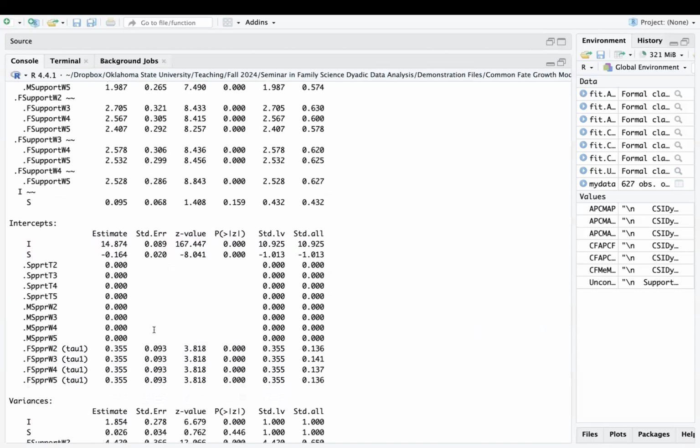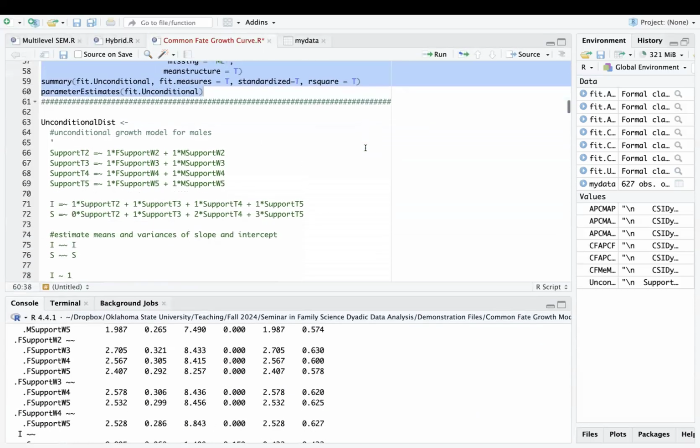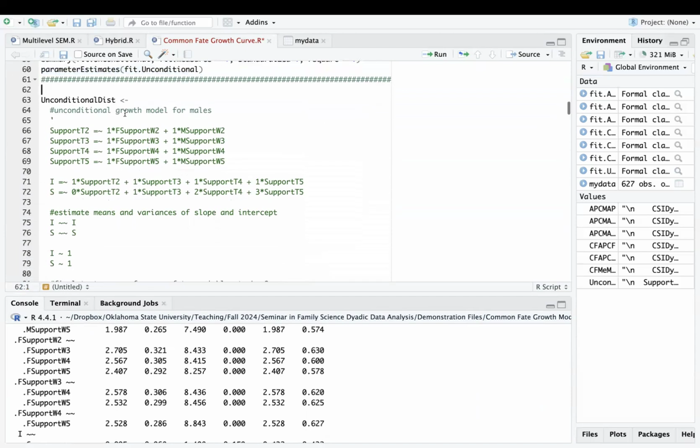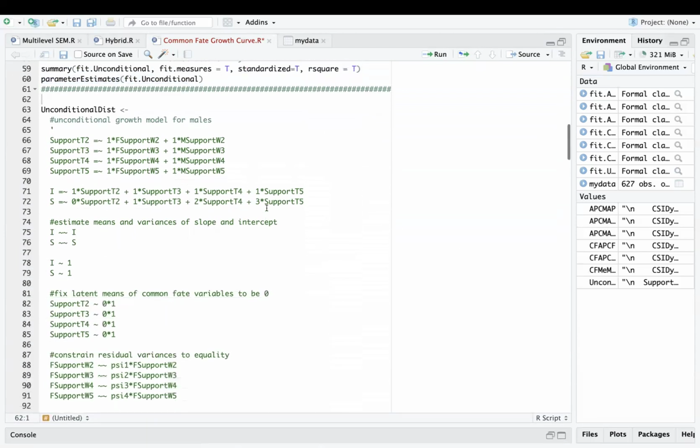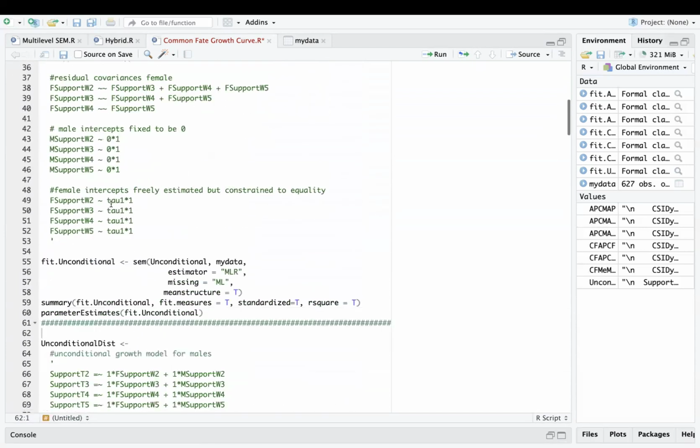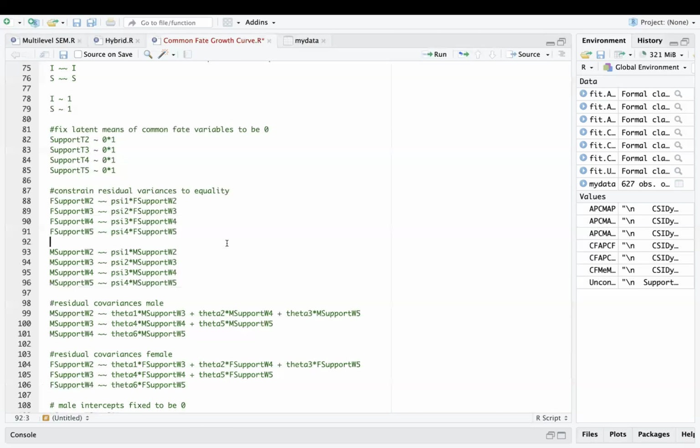So that is essentially the unconditional dyadic growth curve. And what we can do is also test distinguishability within that dyadic growth curve. I have quite literally copied and pasted the syntax from above down here. The only thing I have done is constrain residual variances to equality across the waves. So female support, tilde, tilde, female support with a label, that is going to be a variance, in this case a residual variance, and it is going to be equal to male support at that same wave.